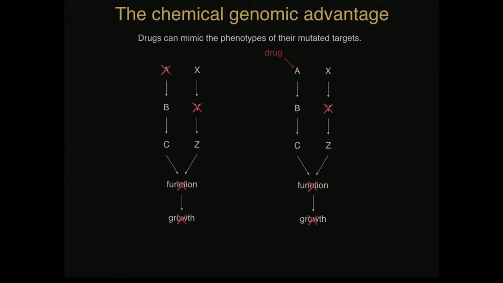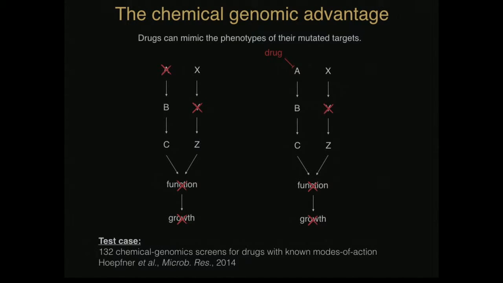So drugs, in an oversimplification of the process, can sometimes mimic the phenotypes of their mutated target, which means that if you have a chemical compound and you know which genes show particular sensitivity to it, you can guess what the compound targets, because these genes are likely to be synthetic lethal with the drug's target. That is very useful when you don't know what the drug does, because you can look at these genes, try to come up with an idea of what functions they're associated with, and then try to guess what the drug does.